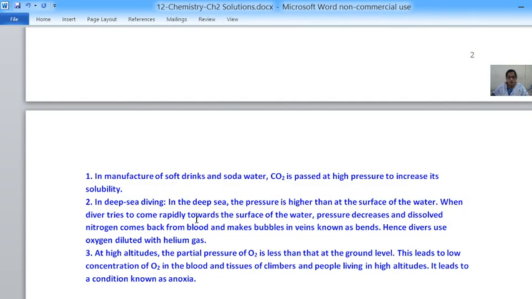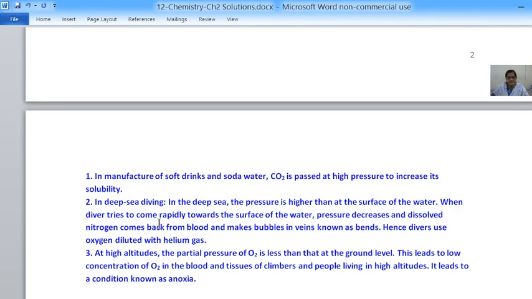Second, we move on to the second application, which is used in deep sea diving. As we move down in the deep sea, the pressure is higher than at the surface of the water. When the diver is moving down deep into the sea, the pressure increases, and as the pressure increases, the solubility of nitrogen gas in the bloodstream increases. As a result, a greater amount of nitrogen gas will be present in the bloodstream of the diver.